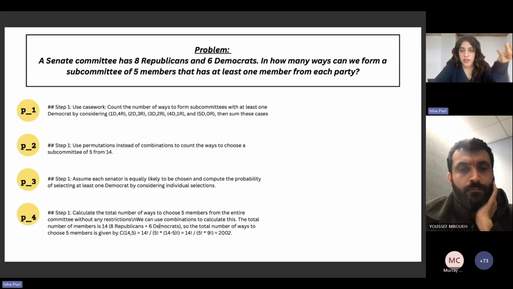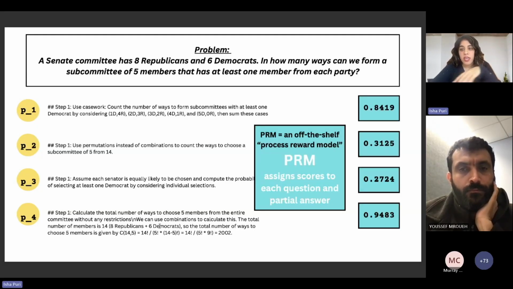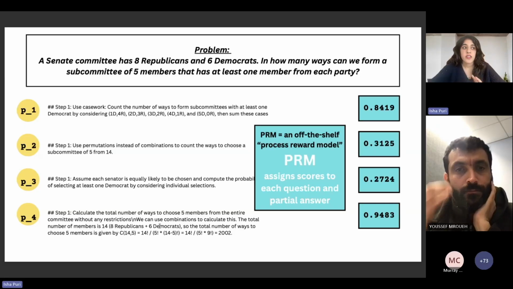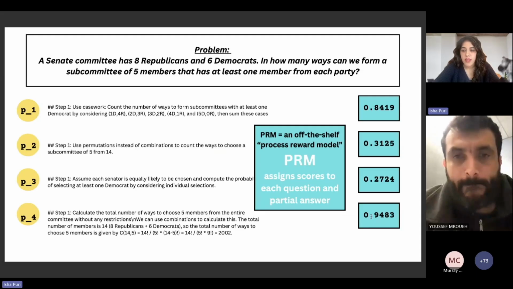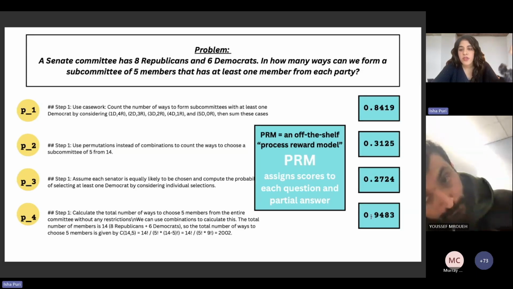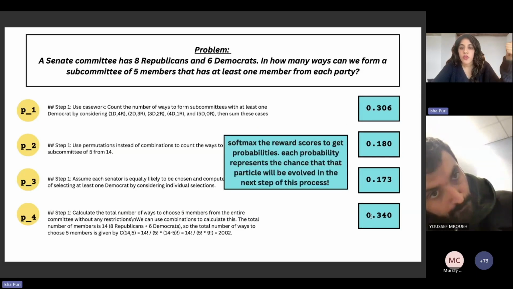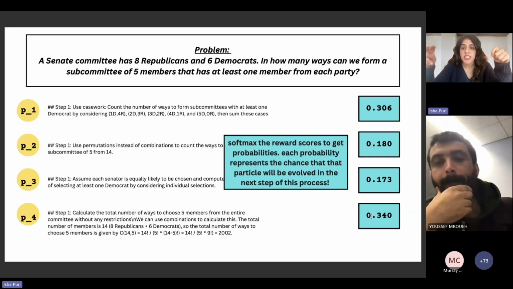The next thing we're going to do is take our PRM, an off-the-shelf process reward model. We didn't train this. It's just taken from Hugging Face, but you use this to assign scores to each question and partial answer. So these are 4 scores that the process reward model gave to these 4 particles: 0.849, et cetera, et cetera. And the next thing you're going to do is, these scores are great, but we want to use them. And so we're going to softmax the reward scores to get probabilities.